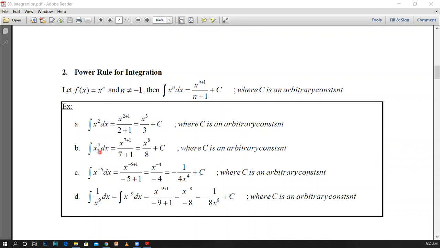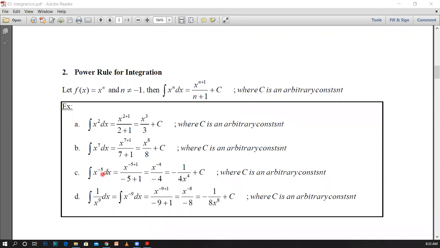The next example is x to the power 7. Here you can see that the value of n is equal to 7. Therefore you can use the power rule that we have considered. The answer you obtain is x to the power 7 plus 1 divided by 7 plus 1. Then you get x to the power 8 divided by 8 plus c, where c is an arbitrary constant.